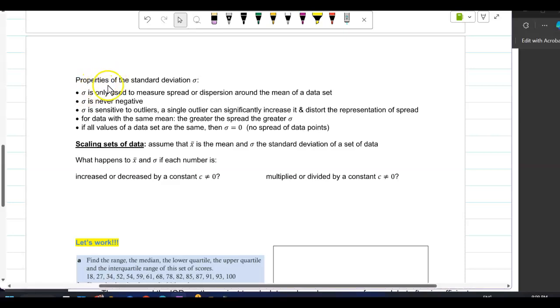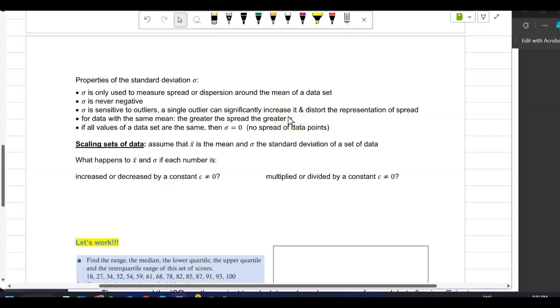Properties of standard deviation. This symbol is called sigma. Standard deviation is only used to measure spread or dispersion around the mean of a data set. Standard deviation is never negative because you're taking the root and only the positive root. Standard deviation is sensitive to outliers. A single outlier can significantly increase it and distort the representation of spread. For data with the same mean, the greater the spread, the greater the standard deviation.